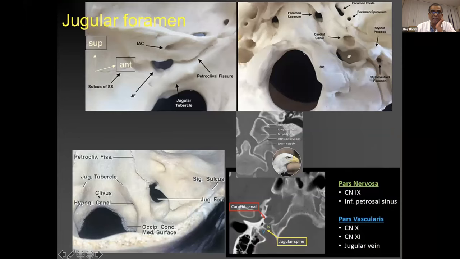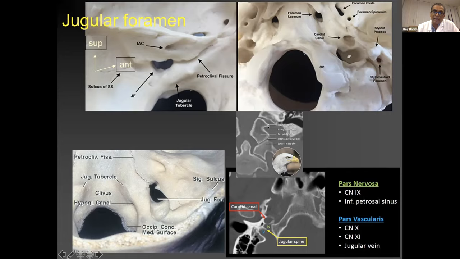Another important structure in this region is the jugular foramen. And that you find here in this slice, which is supero-inferior, that is the interlateral canal here. And then you have the jugular foramen. Superior is this side. And you find the jugular tubercle here. And if you look at X-rays, CT scans of a coronal view, you'll find the jugular tubercle, which is like the American eagle on its outside part.